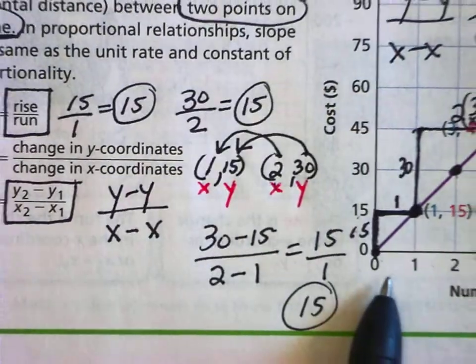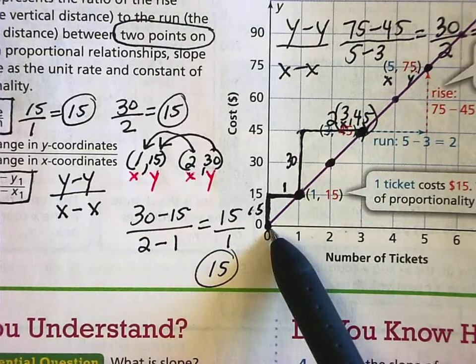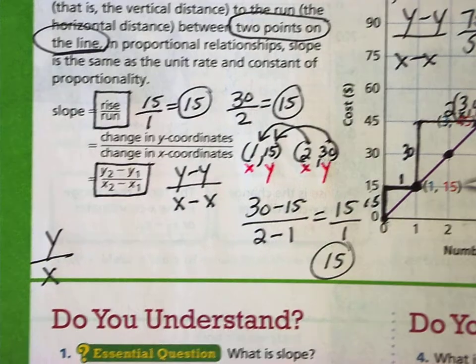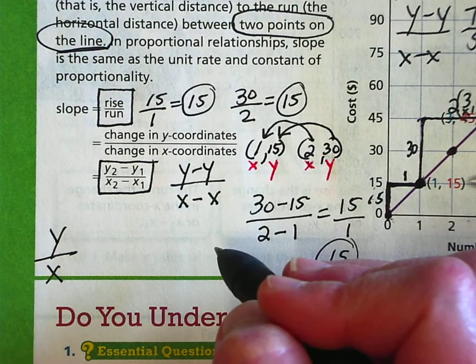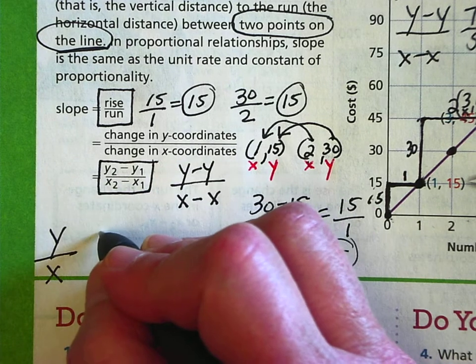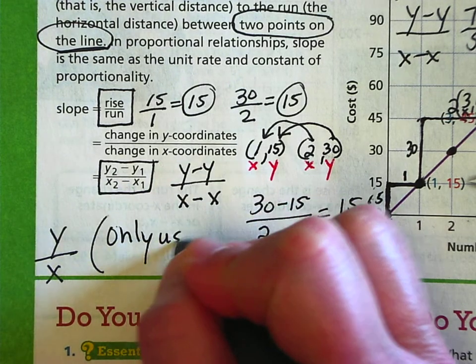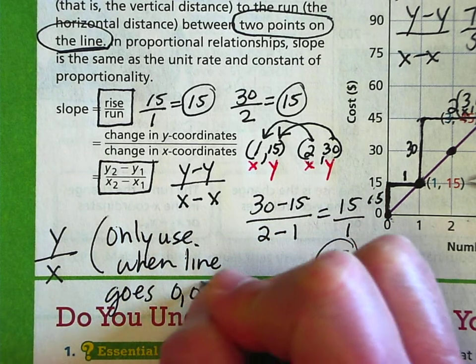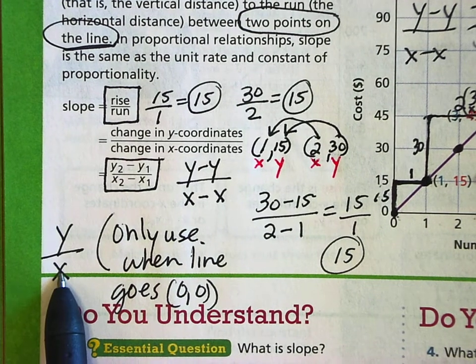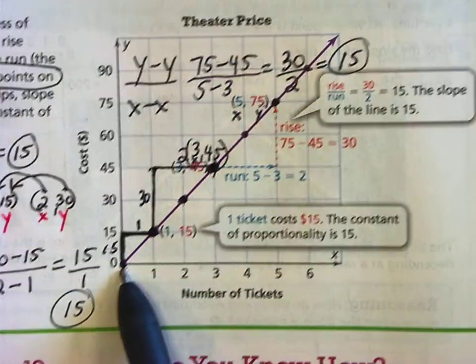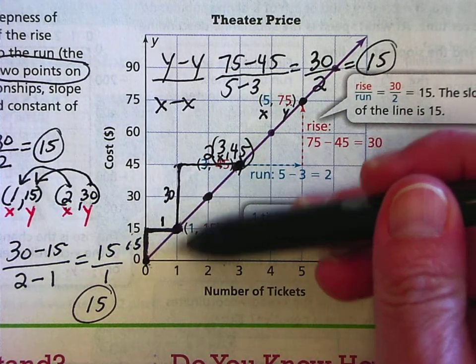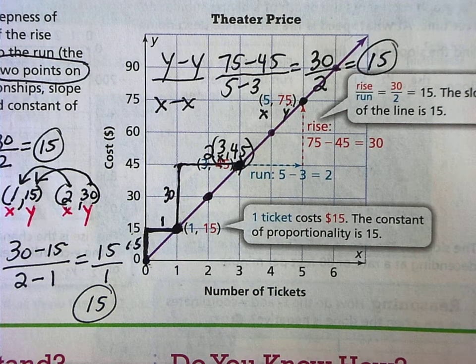Now one more thing. When your line is proportional, meaning it goes through (0, 0), one more way you can find slope is y divided by x. Pick any point that lands on the line and do y divided by x. That's the only time you can use y divided by x. This line is proportional, it goes through (0, 0). So pick any point on the line, like this one: the y number 15 divided by the x number 1. 15 divided by 1 is 15. My slope is 15.